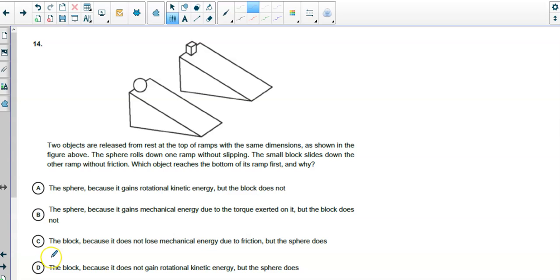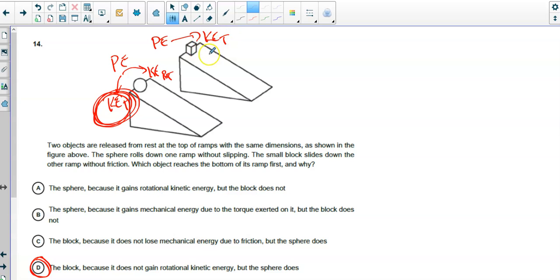The block, because it does not gain rotational kinetic energy, but the sphere does. So this is your best answer for that one. They start with the same potential energy. The sphere's energy goes into translational kinetic energy and some rotational kinetic energy. So it's not going to make it to the bottom as fast. This one only goes into translational kinetic energy, so it's going to have more speed to get to the bottom first.